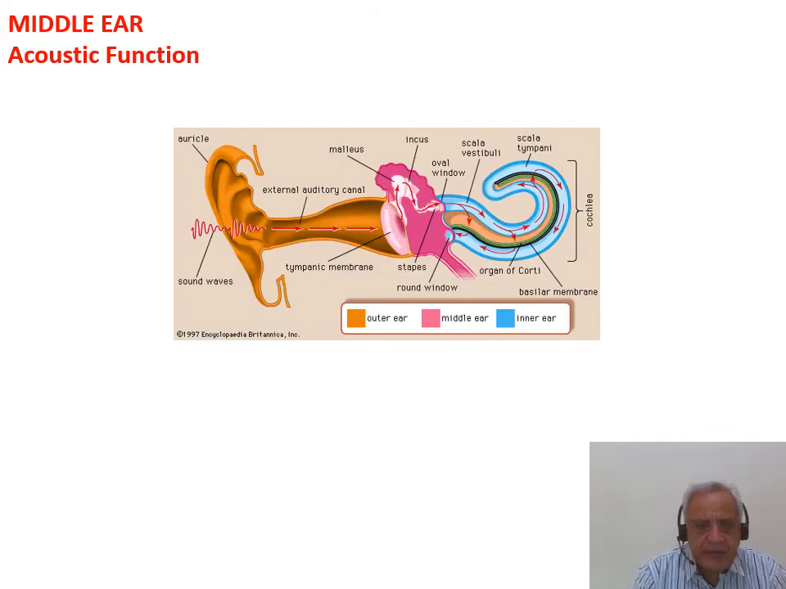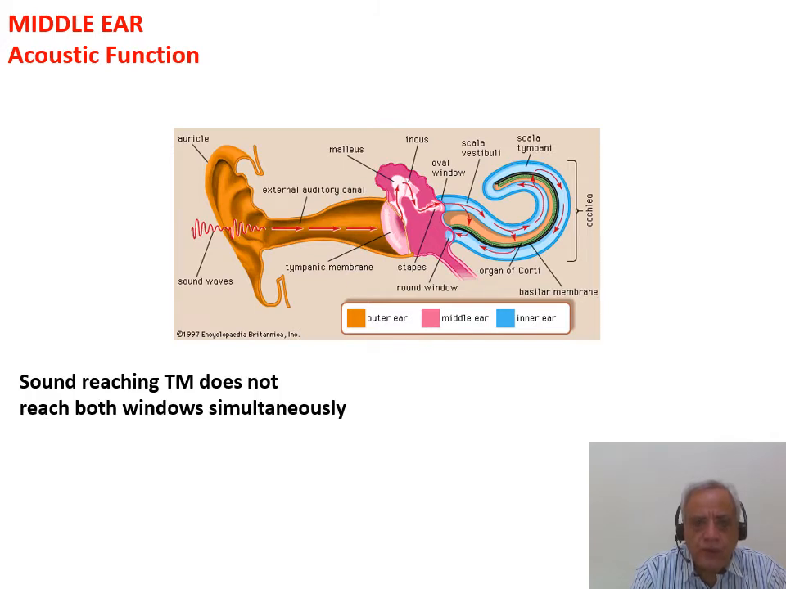This is a diagram of the ear where you can see that the sound is coming from the external ear, moving the tympanic membrane, then moving the ossicles until it reaches the oval window. But it does not reach the round window at the same time. So there is a preference for the sound to reach the oval window before the round window. So both windows are not stimulated at the same time.